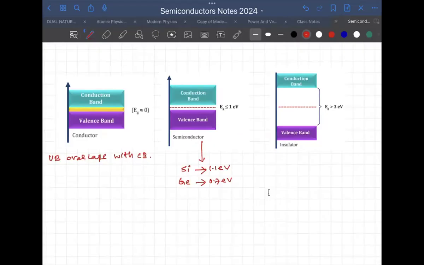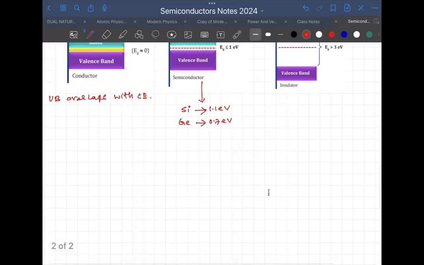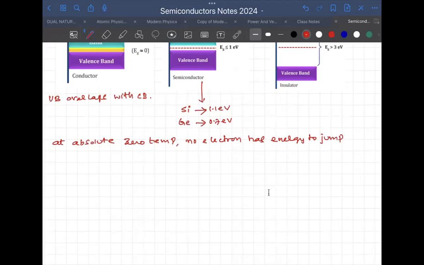Next. Now, one more important point is, at absolute zero temperature, I'm speaking about absolute zero temperature, no electron has energy to jump from the valency band to the conduction band, and hence in this stage the crystal is an insulator. At very low temperature, a semiconductor behaves like an insulator.